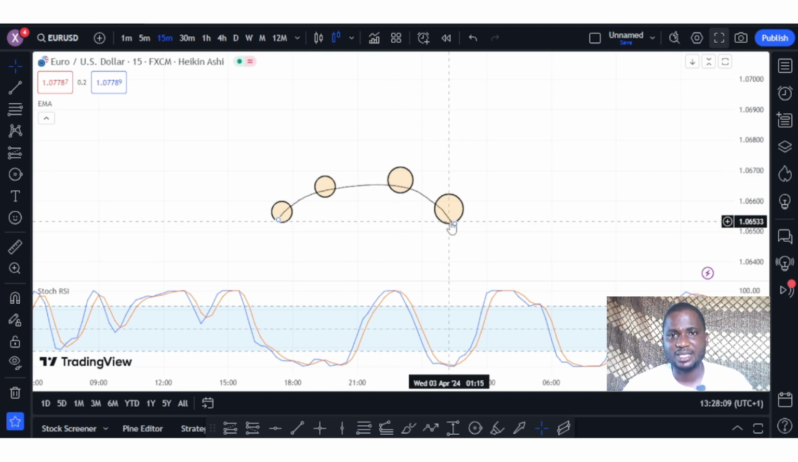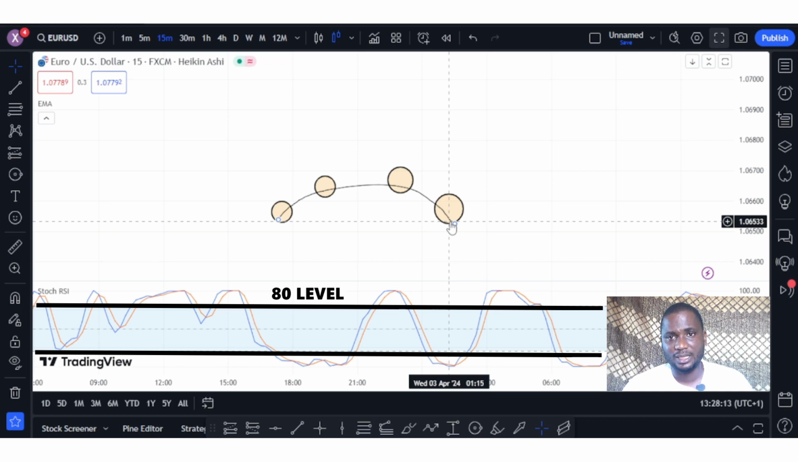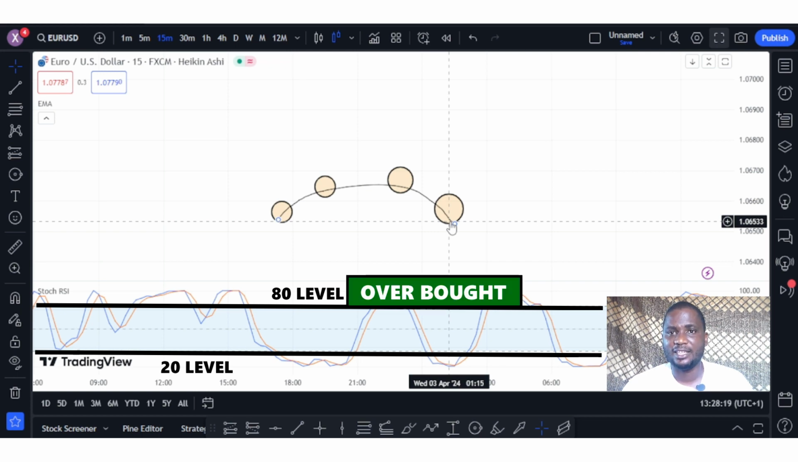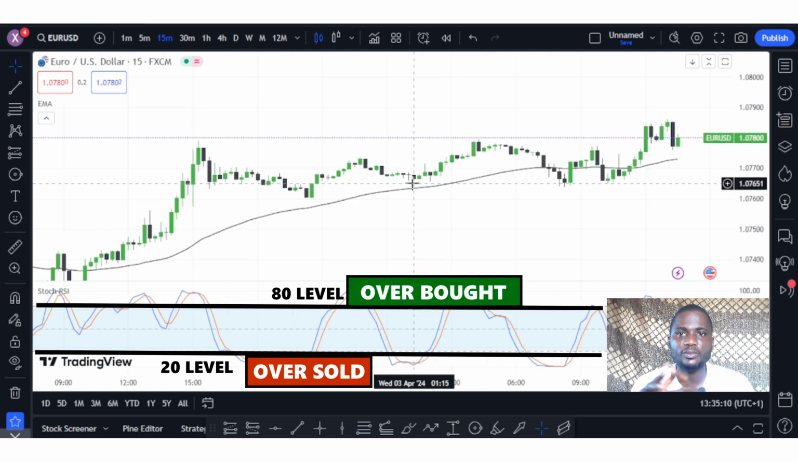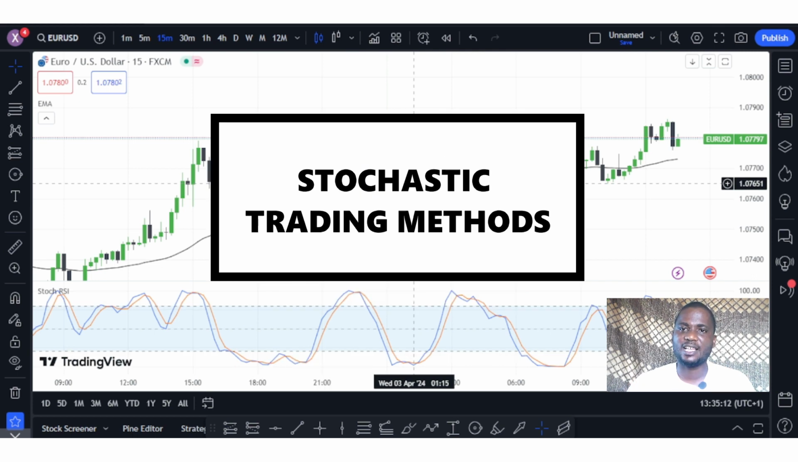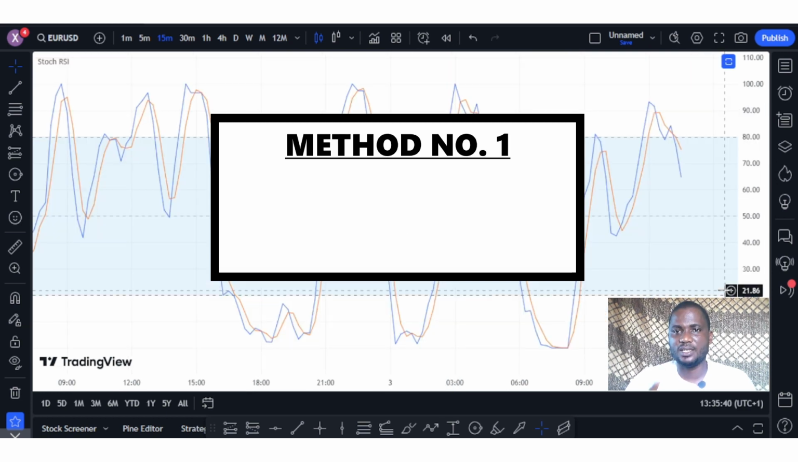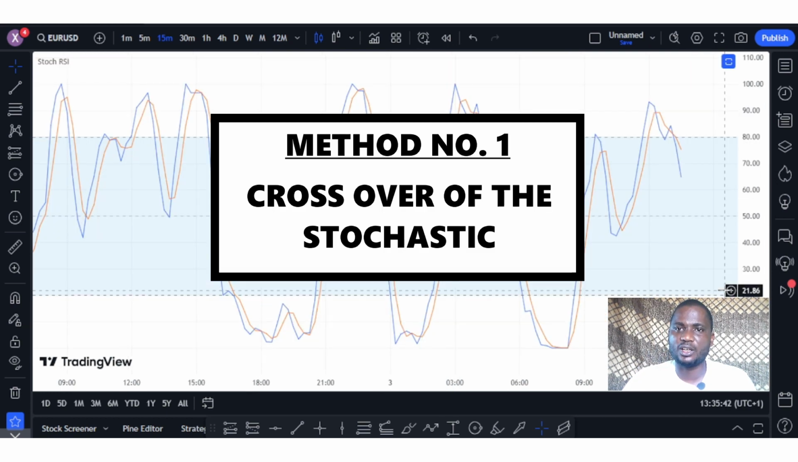The stochastic indicator consists of 2 levels, 80 and 20 levels, which are considered as the overbought and the oversold levels. Now let's proceed as I show you the 3 ways that I use while trading the stochastic indicator. The first method is the crossover of the stochastic.